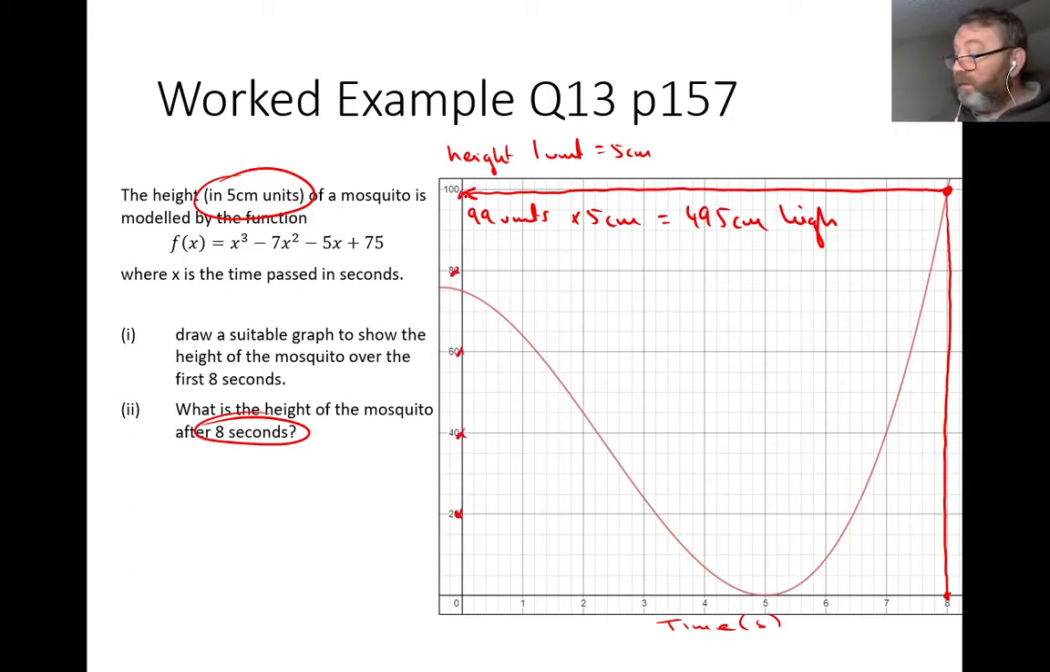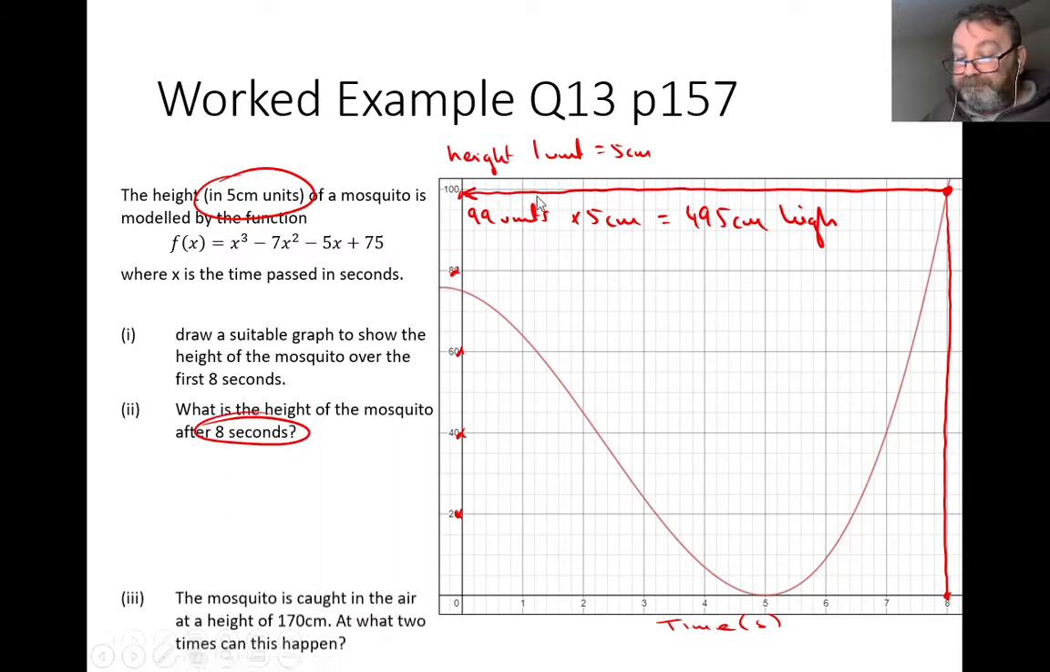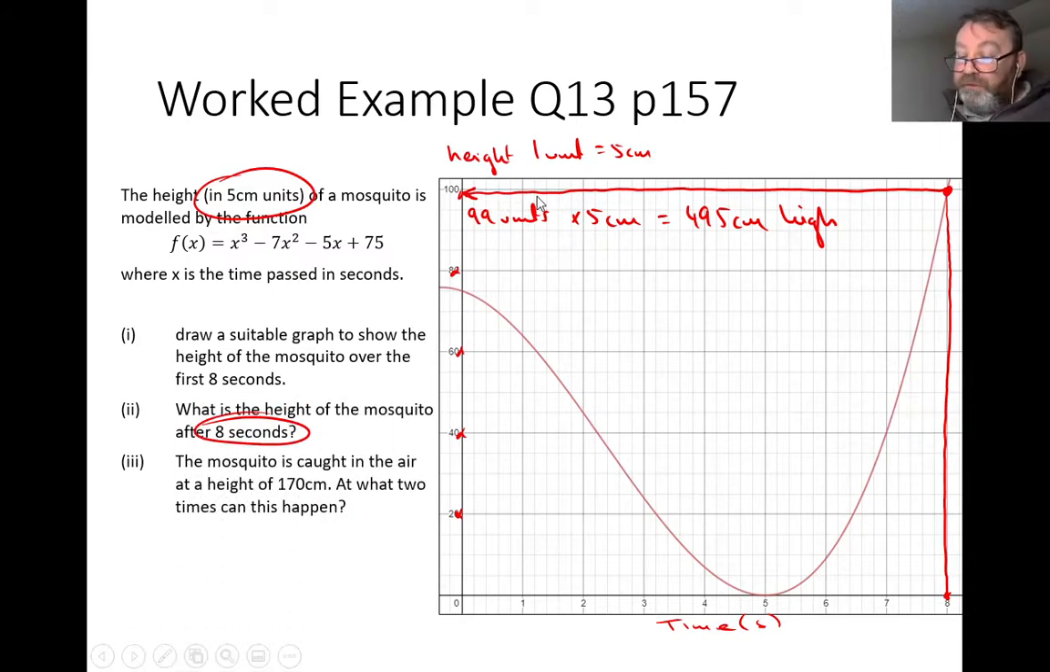Okay. Question 3. The mosquito is caught in the air at a height of 170 centimeters. At what 2 times can this happen? Now, 170 centimeters. That's the actual height. But I've got to remember that every box is 5 centimeters. So I'm going to divide that by 5 in order to see how many boxes I have to climb up to represent that height.